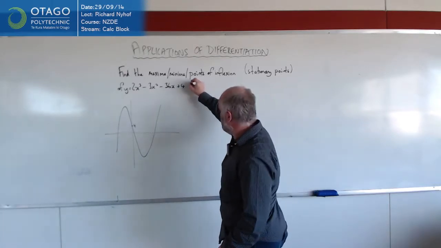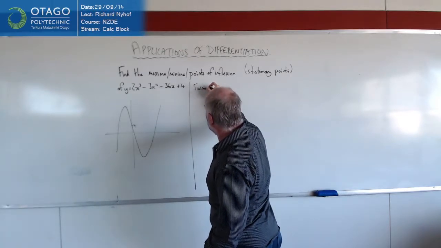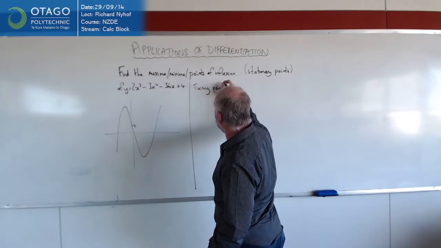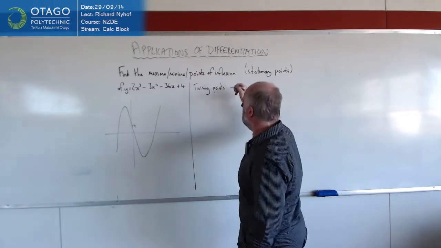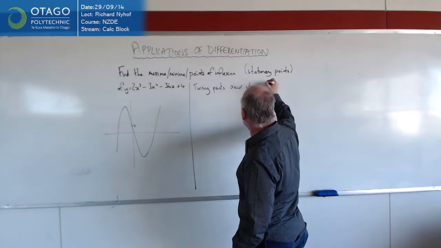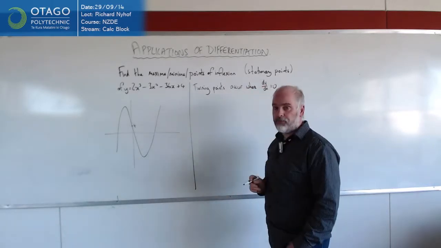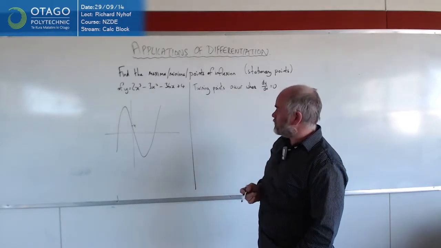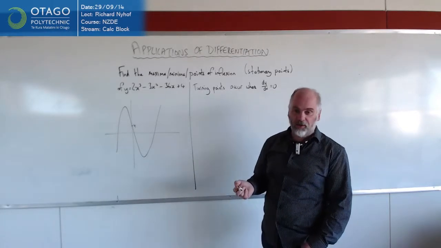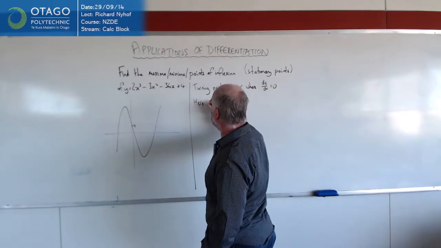Well, the key thing is that the turning points, and this is usually worth writing, there's a mark in an exam, turning points occur where the derivative, in this case dy by dx, equals 0. And as soon as you write that, you should think, oh, I need to work out dy by dx. So we've got our function over here, so let's just differentiate the sucker.